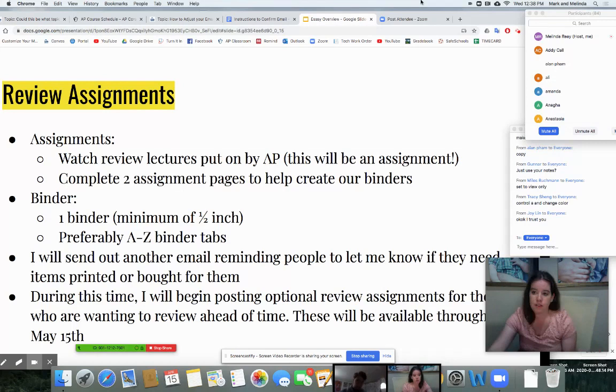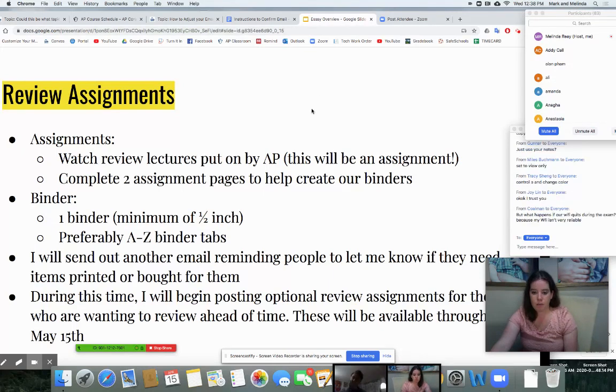But think about how many times we've been Zooming like this on the bandwidth and we've had technical glitches. Just remember, your AP exam doesn't change. So that would just be me.